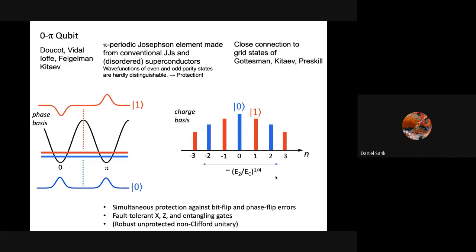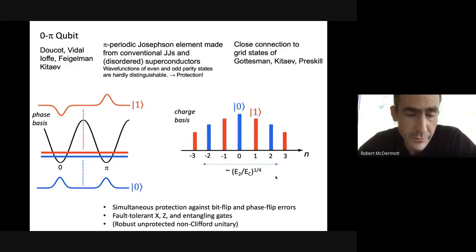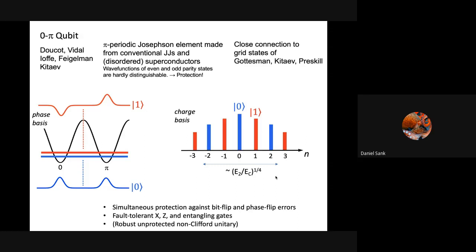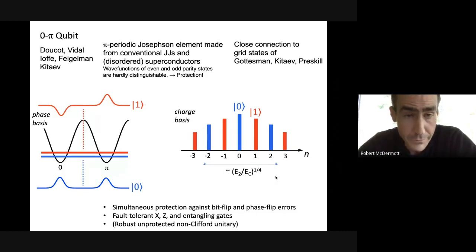Hi, Robert. It's Daniel. This is going to sound like a really elementary question, but I just want to make sure I understand this. Is the black curve on the left plot a plot of the junction internal energy versus phase? That's right. It's the plot of the energy landscape of the pi qubit versus phase. But it's just the junction energy, right? Of the pi periodic element, correct.